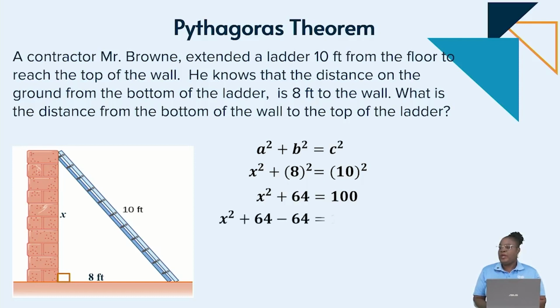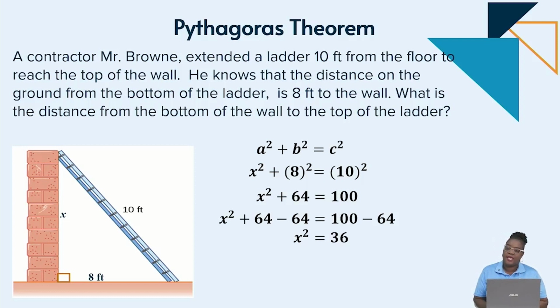So x squared plus 64 minus 64 is equal to 100 minus 64. So x squared is equal to 36. Remember, the square of any number is that number multiplied by itself. So therefore, to find what x is, we will have to find the square root of x squared and equally find the square root of 36.